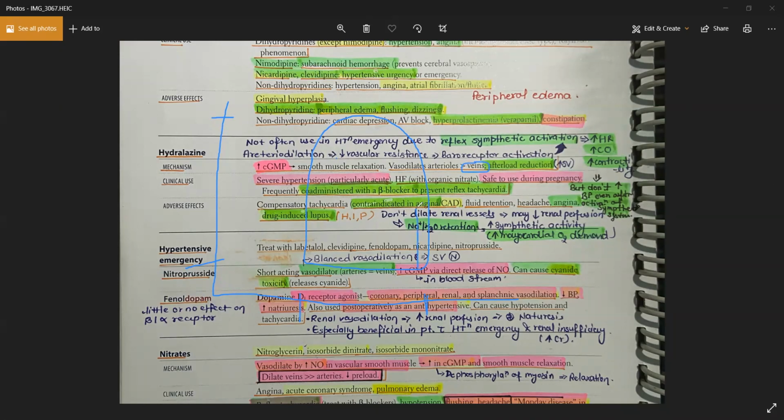What happens after the afterload is reduced is the pressure to which my ventricles are going will be decreased. And because of loss of the afterload, you're having a loss of end systolic volume. It would be decreased. So a graph would be like that. But the contractility will remain the same. If this is the contractility, it will remain the same. You will get this kind of a graph.